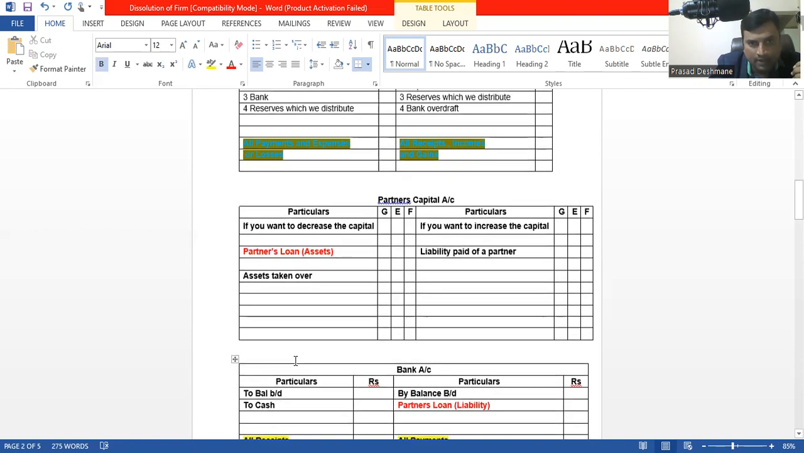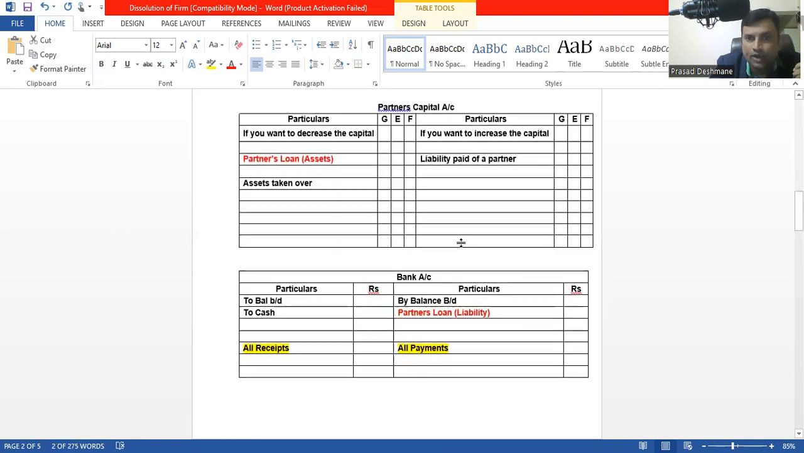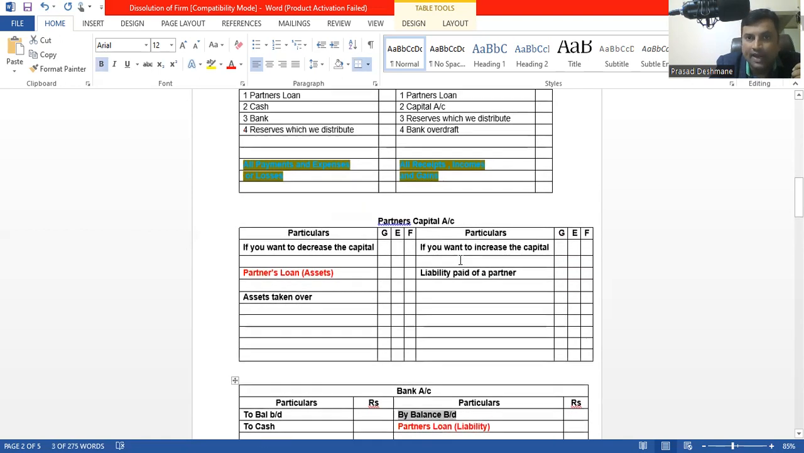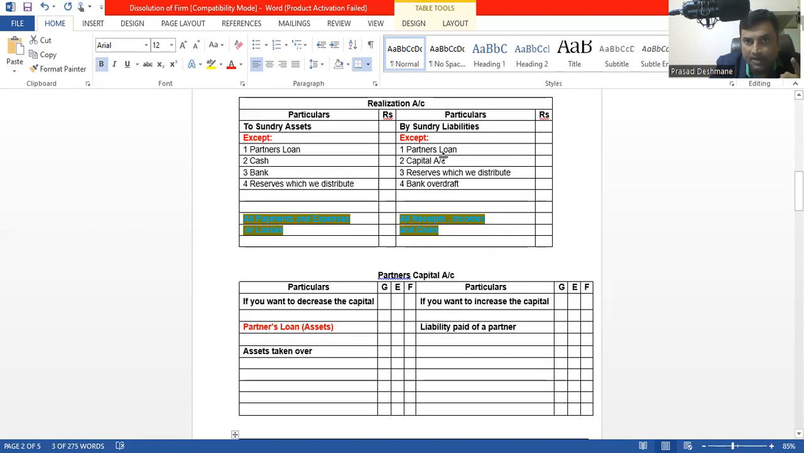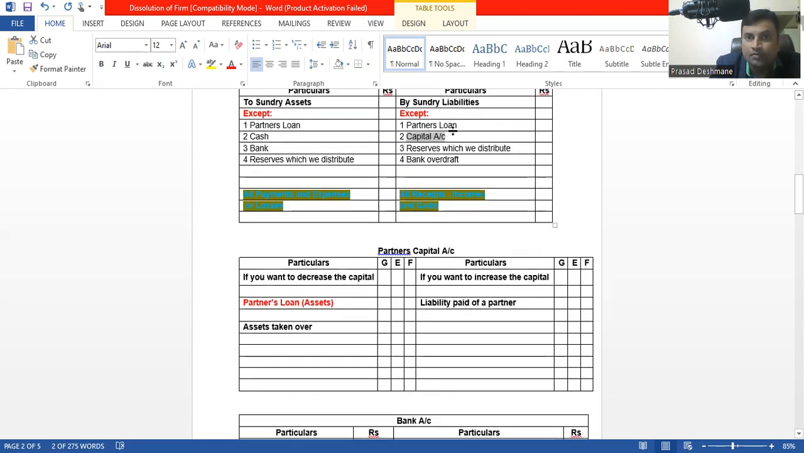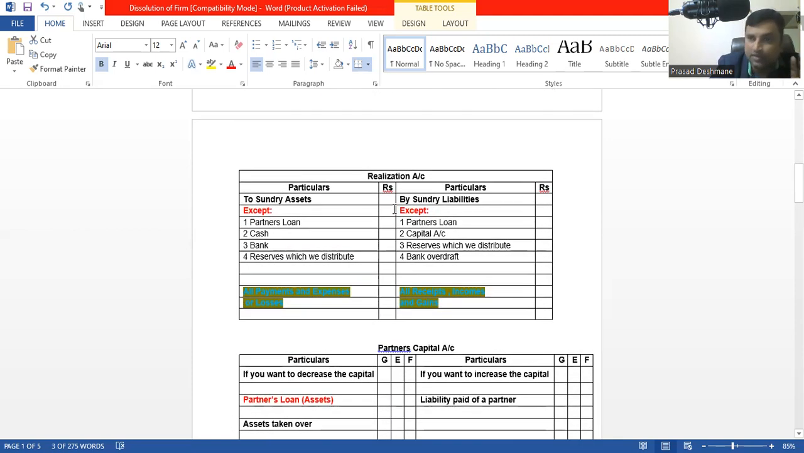Okay. Now, see here, from here I excluded the bank overdraft. So I'm going to record the bank overdraft here as by balance brought down in the bank. What I excluded from the liability side, capital account, that I'm going to record in the capital account by balance brought down. Partner's loan excluded from here, that I'm going to record here, partner's loan, liability side. Okay, so we excluded means what? We are not ignoring those items. We are going to record them somewhere else, but we exclude from here.